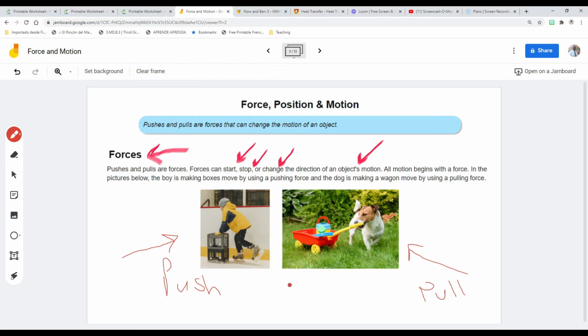In the pictures, as we were saying before, the boy is making boxes move by using a pushing force, and the dog is making a wagon move by using a pulling force. Depending on the force applied by the child, that box will go in that direction, and the same with the dog. Depending on the pull force the dog applies, that wagon will go in that direction too.